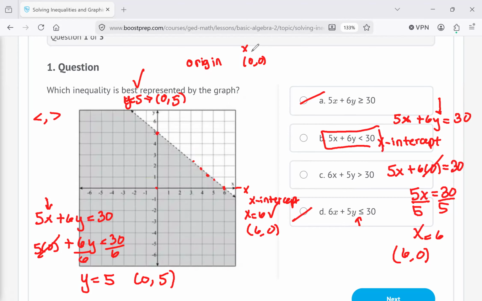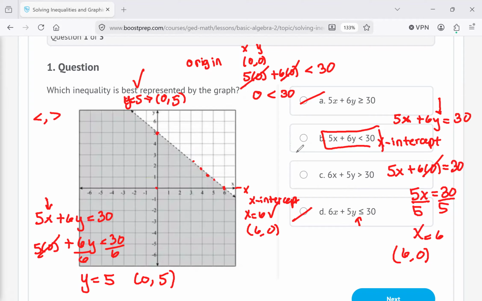0 is an x coordinate and this other 0 is a y coordinate. So what you're going to do is plug in that coordinate back in here. So it's going to be 5 times 0 plus 6 times 0 is less than 30. So 5 times 0 is 0, 6 times 0 is 0. So you're left with 0 is less than 30. Okay. Now you got to ask yourself, is this a true or false statement? Is 0 less than 30?